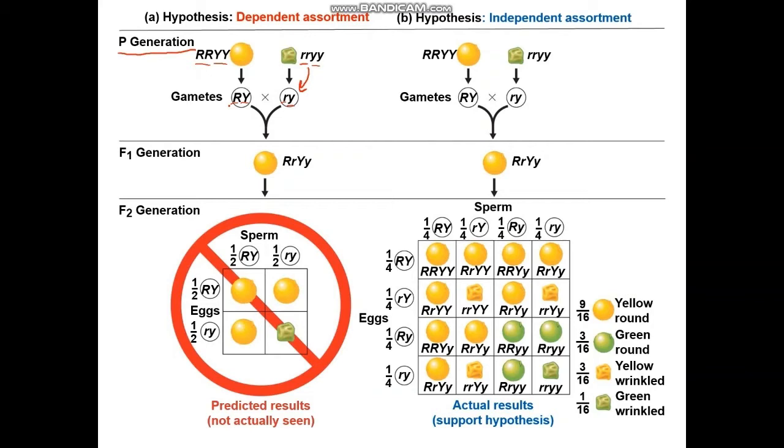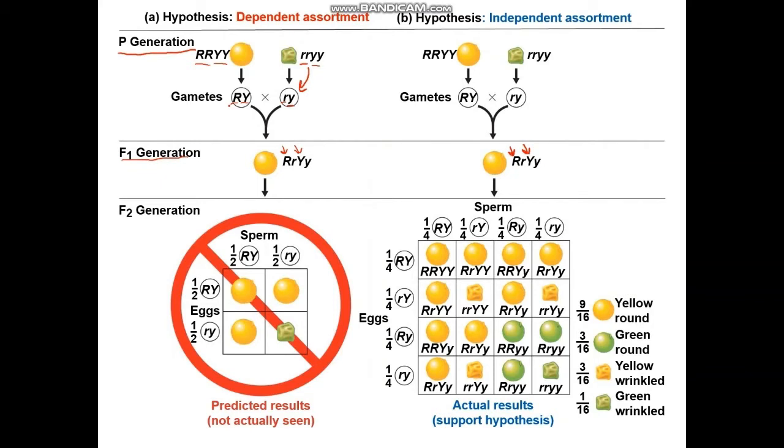And if you mix them together in the F1 generation, obviously the dominant traits are going to show through. So you'll see nothing but round yellow peas. Now that's true in both situations. Right? That part doesn't change. It's in the F2 generation that things start to be a little bit different.